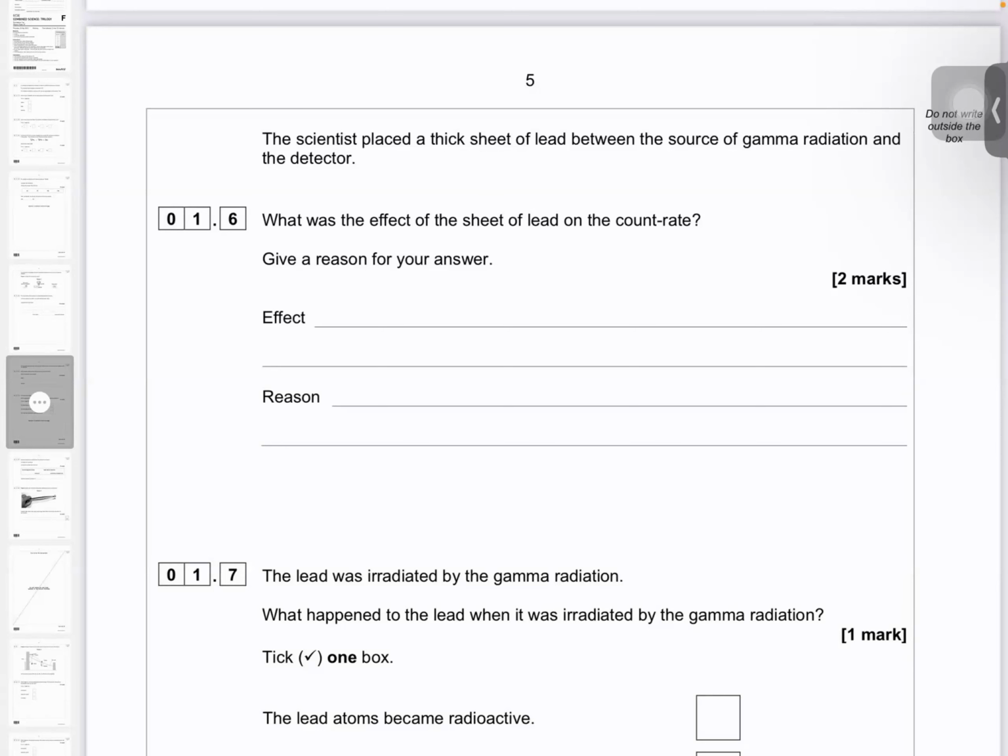So if you put a sheet of lead between what's emitting the gamma rays and what's supposed to detect the gamma rays, what do you think will happen? I don't know. Remember, the lead absorbs it. So you're putting it between the source of the gamma rays and the detector, which is what's counting the gamma rays. So what do you think will happen?